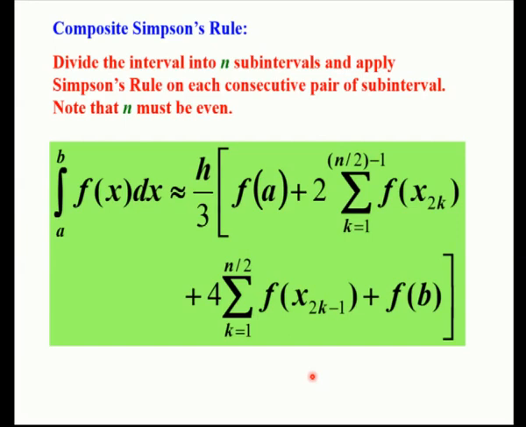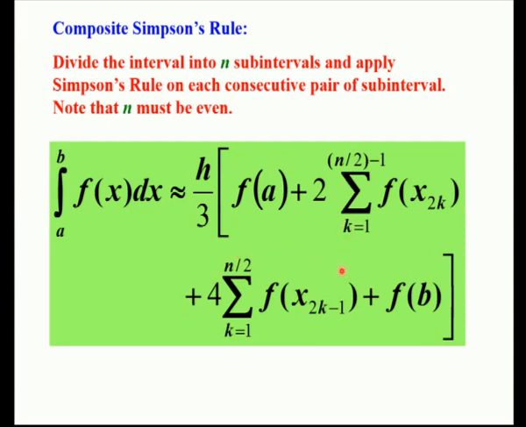Therefore, you have an odd number of points; the odd-numbered nodal points are the midpoints of 2 consecutive intervals, and the even-numbered points, other than the first and last, are the end points of consecutive intervals. So the function value at those will appear 2 times, and the function value at the midpoints will appear 4 times. This is called Simpson's 1/3 rule.